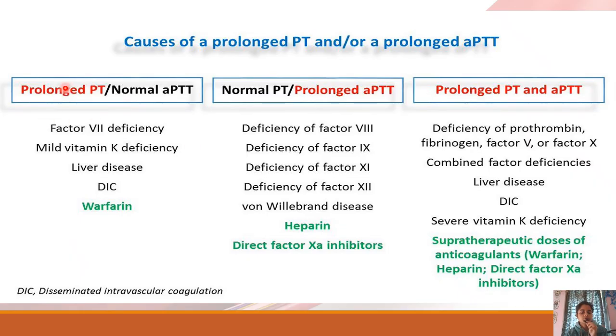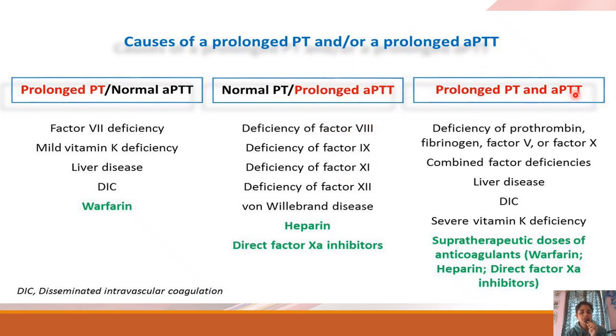So this is about the causes of prolonged PT and prolonged APTT. Prolonged PT and normal APTT: these are the conditions, like if warfarin is given, PT will be deranged. It mainly measures the extrinsic pathway. Then normal PT, prolonged APTT means the intrinsic pathway is affected. So heparin or direct factor 10A inhibitors can inhibit those factors and cause prolonged APTT.